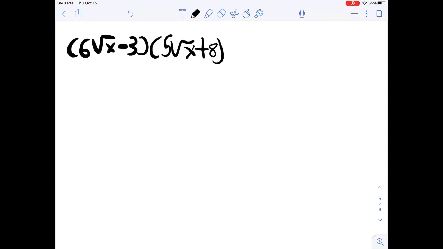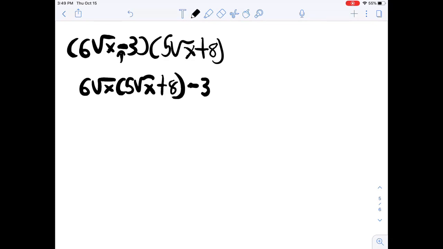Let's look at this example. So we're still going to use the distributive property to solve this. So this becomes 6 times the square root of x times 5 times the square root of x plus 8. And minus, because there's a minus sign here, so we're subtracting 3 times the square root of 5, like this.